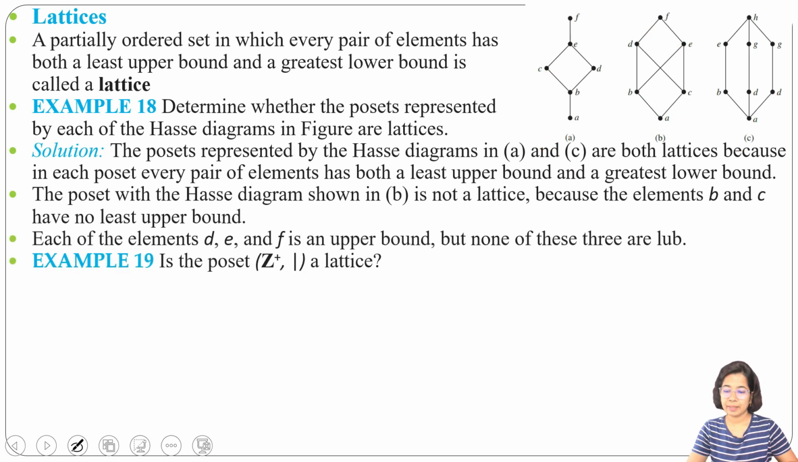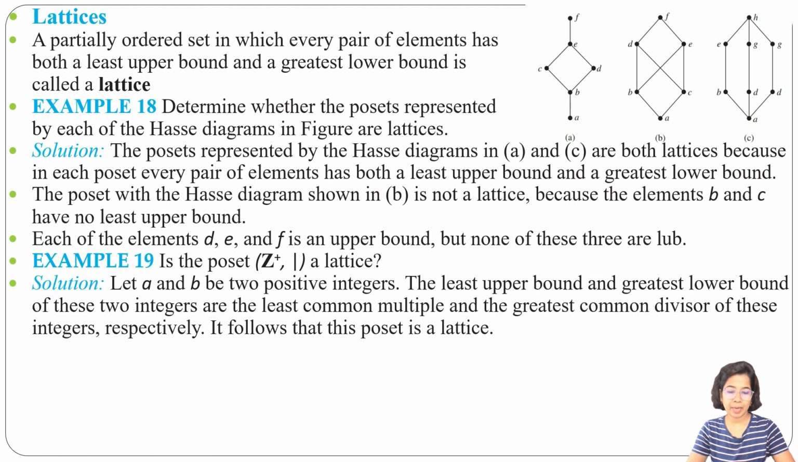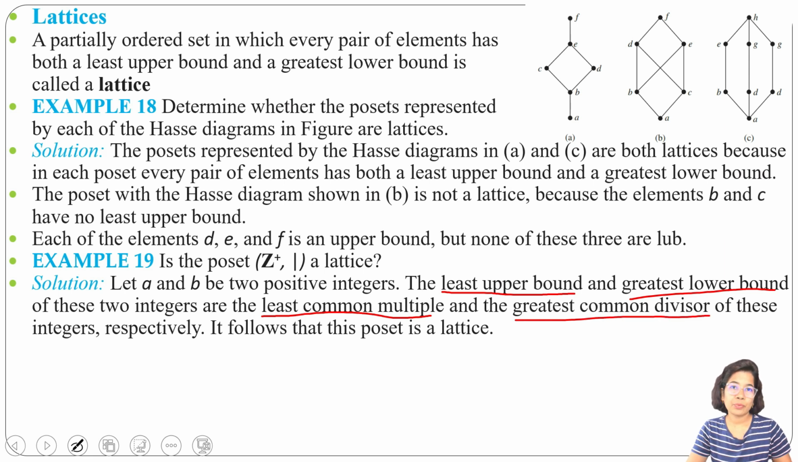Next example 19. Is the poset Z plus with divisibility a lattice? It's about division. Yes, it's a lattice. For every pair of elements, the least upper bound will be the least common multiple and the greatest lower bound will be the greatest common divisor. As for every two numbers we can find the least common multiple and greatest common divisor, hence it is a lattice. Suppose you take 3 and 5. For 3 and 5, the greatest lower bound will be 1 and the least upper bound will be 15.